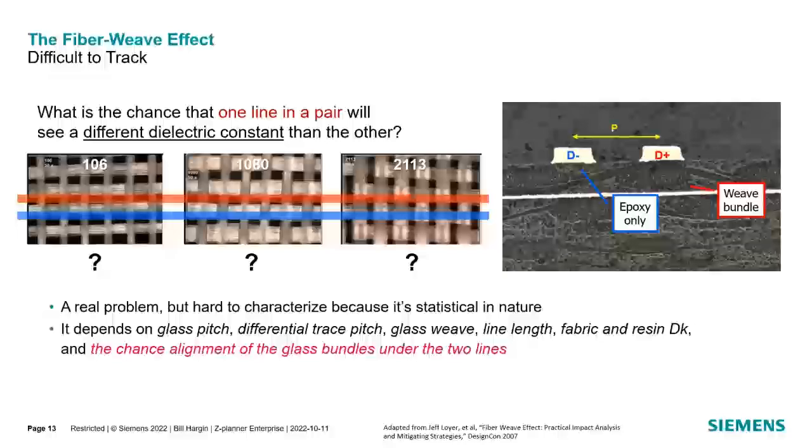So the fiber weave effect, which causes glass weave skew, as we mentioned in the previous slide, is a real problem, but it's hard to characterize because it's statistical in nature. It depends on glass pitch, differential trace pitch, the glass weave, the line length, fabric and resin decays, and the chance alignment of the glass bundles under the 2 traces, under the 2 lines.